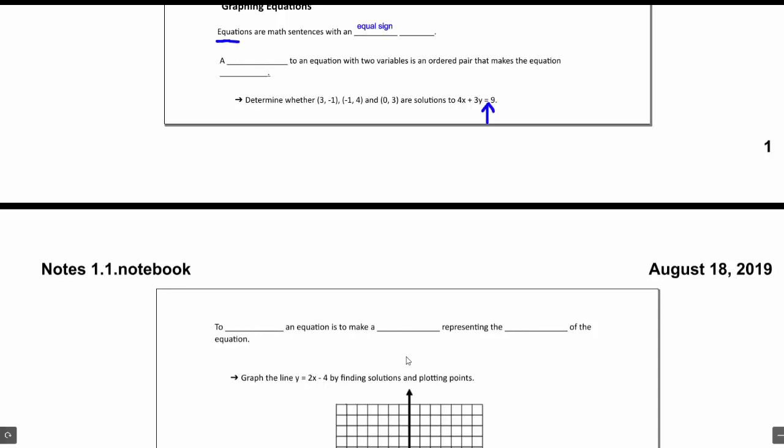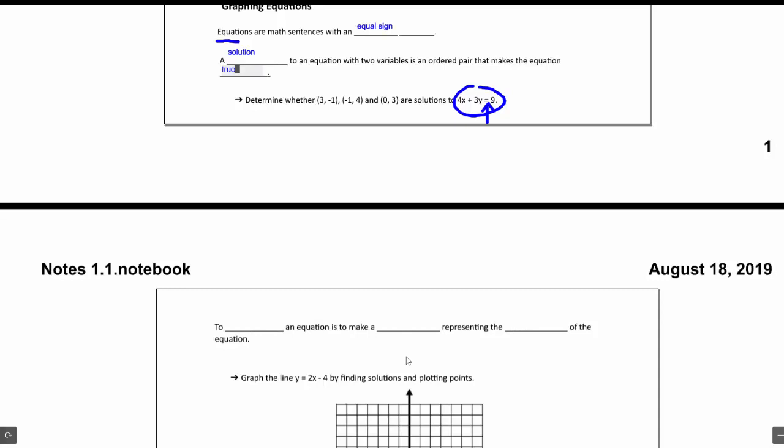And whenever we're talking about graphing, we are looking for solutions. What is a solution to an equation? A solution to an equation with two variables is an ordered pair that makes the equation true. So if we had an x and a y value that made that equation true, if we substituted and replaced each of the letters with the value from the ordered pair and it makes a true statement, then we know that it is part of the solution.